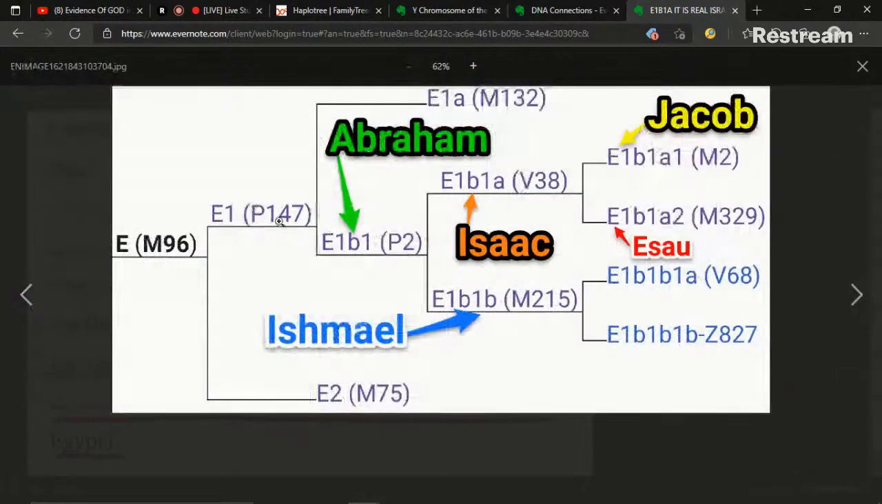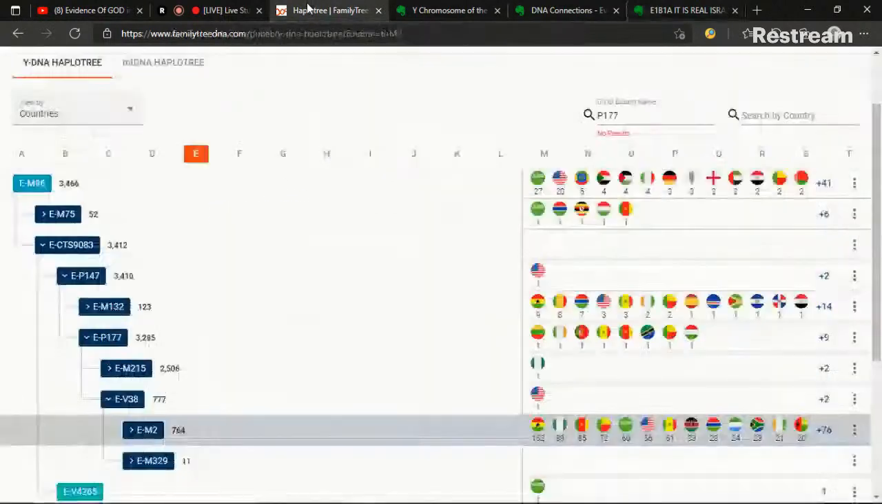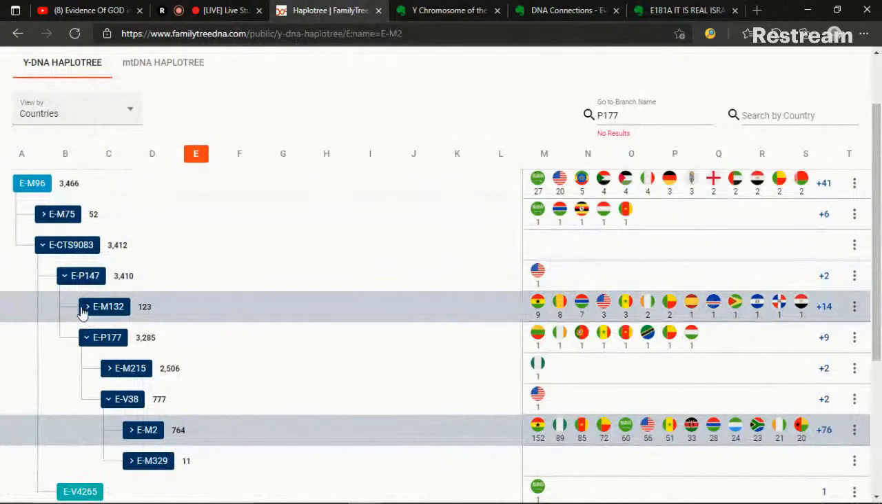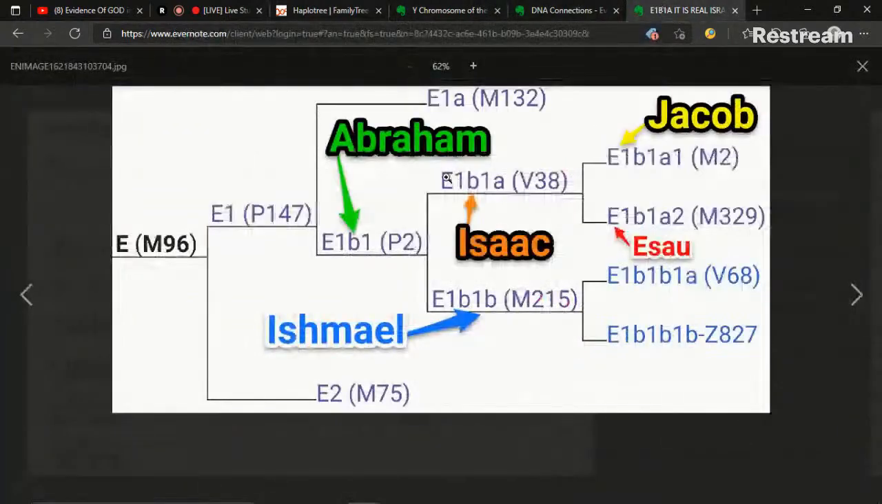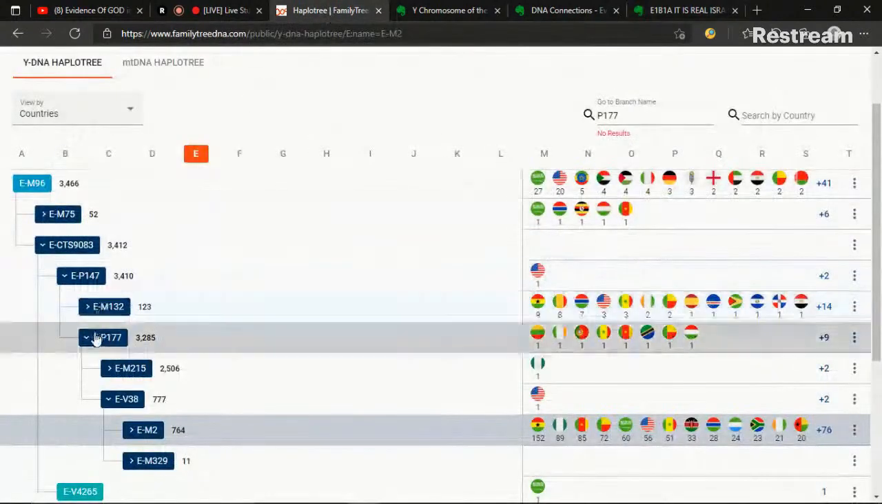All right, so this one is not Abraham, this is P2. So that's the thing with that, P2, where would that be? So obviously that's gonna be after this. So one of these is P2. I think it's this one. Let me double check. So E1, B1, right, after 147, and then that's going to bring forth these two. So all you have to do is make sure we find one that's going to bring 38 and 215. So let's see, 215 and 38. This one brings it. So P177.